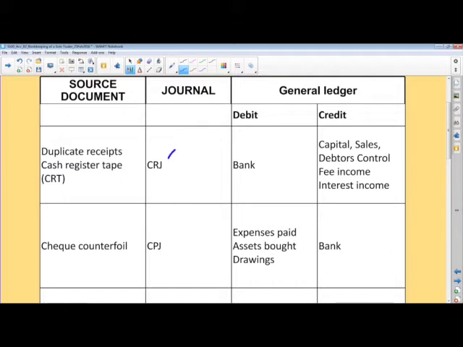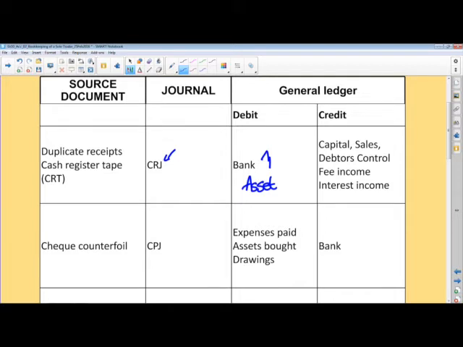All going to the CRJ, and then very important, your bank will go up because bank is an asset and the assets increase on the debit side. So bank will always be debited. I'm going to go through all the main accounts in every journal.